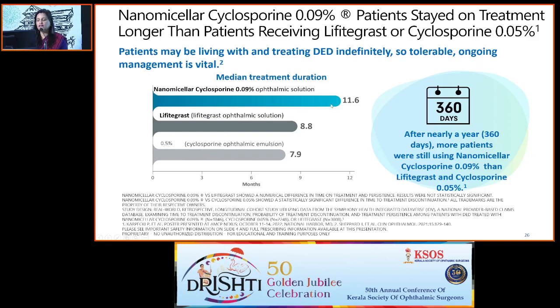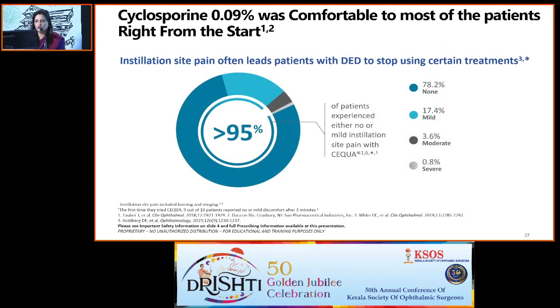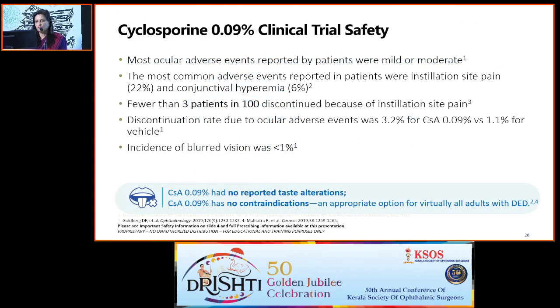And it was again found that in the group of nanomicellar cyclosporin, the mean treatment duration was 11.6 months vis-a-vis 8 months for Lifitegrast, vis-a-vis almost 7.9 months for the commercially available cyclosporin. So the discontinuation rate with the nanomicellar cyclosporin is also less. Now, this again looked at the instillation site pain, and more than 95% of the patients experienced either no or mild instillation site pain with the nanomicellar cyclosporin, which is actually being marketed as Cequa from Sun Pharma.